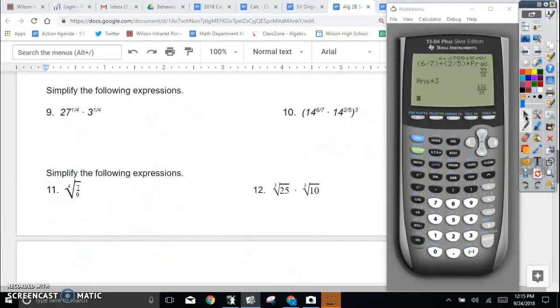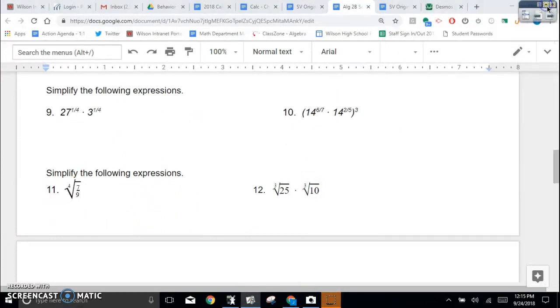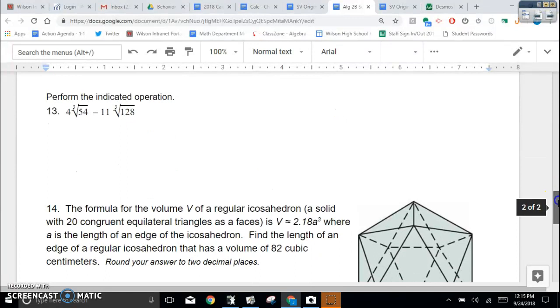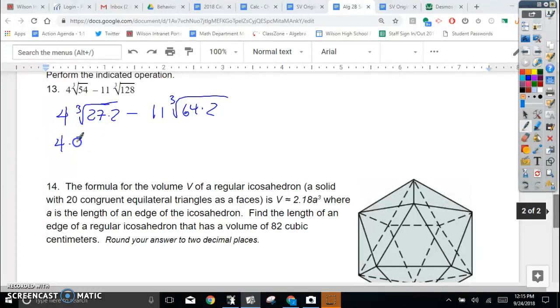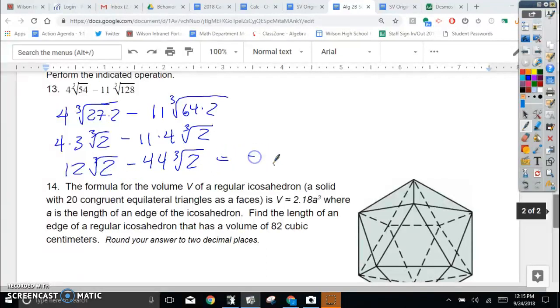Okay, and again, let's keep this show rolling here. So here are your next two, 13 and 14. Squeeze these in here. Let's break down 54. And that's 27 times 2. And then this will be 64 times 2. Cube root of 27 is 3, so I have 4 times 3 times the cube root of 2. Over here, the cube root of 64 is 4. Cube root of 2. So this is 12 cube roots of 2 minus 44 cube roots of 2. This will be negative 32 cube roots of 2.